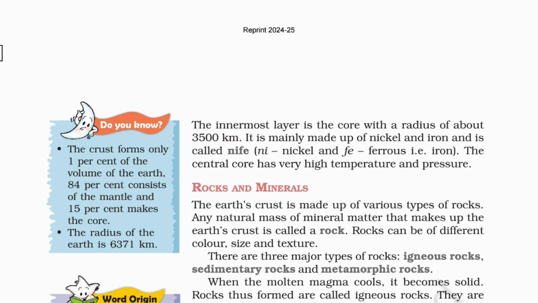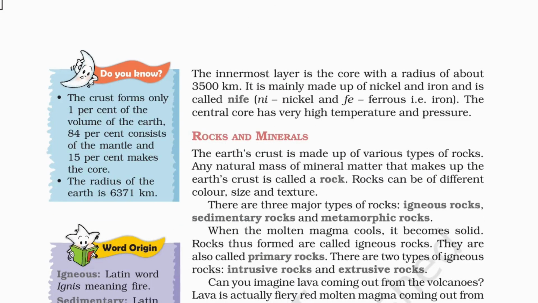Now let's study, do you know? The crust forms only 1% of the volume of the Earth. 84% consists of the mantle and 15% makes the core. And the total radius of our Earth is 6,371 kilometers. Is it clear?